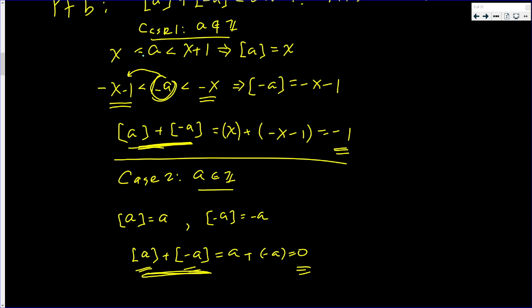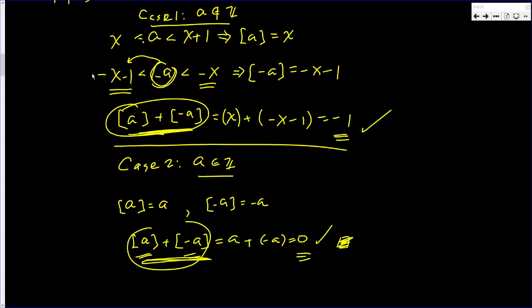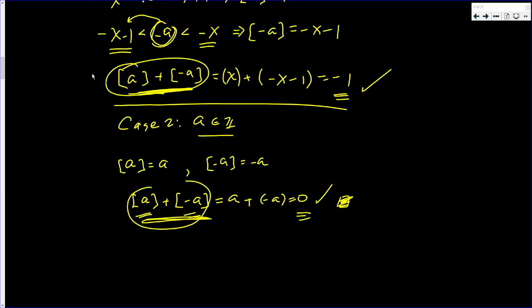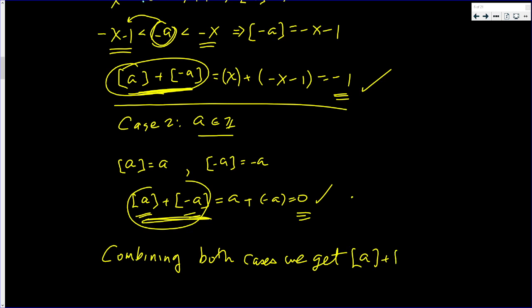But I didn't have to show that. I just had to show that this is either equal to -1 or equal to 0. And that completes this proof. Well, I guess I should say, combining both cases, we get that this sum is 0 or -1.